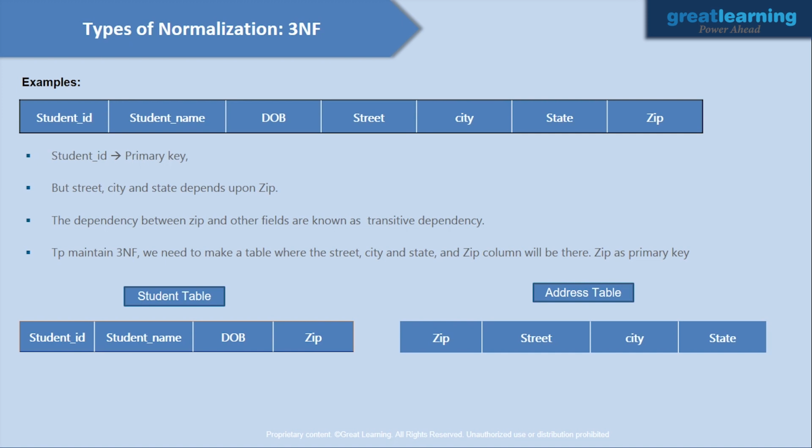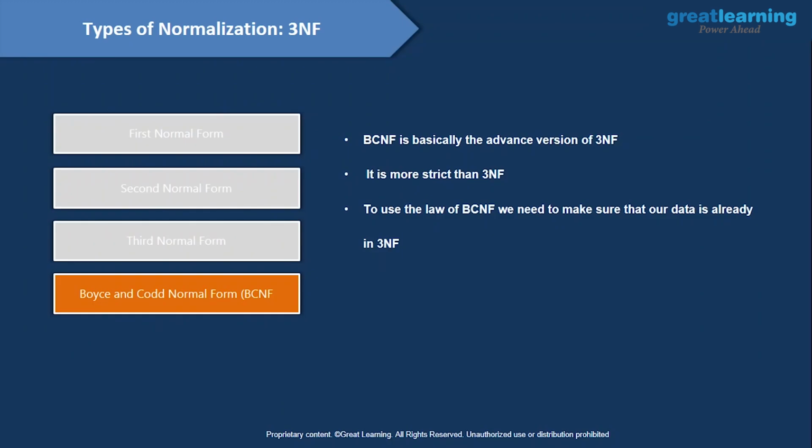Now, to maintain 3NF, we need to make a table where the street, city, state and zip columns will be there, and zip as the primary key, right? So in the first table, you can see student ID, student name, date of birth, and zip, right? There is one table for the student table and another table for the address table. So in the second table, you will have zip, street, city, and state, right? So this is how we use our third normal form. Now we have already seen our third normal form.